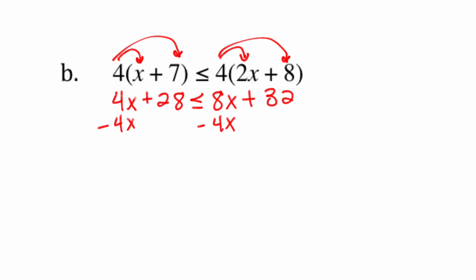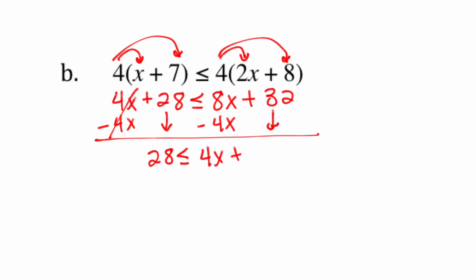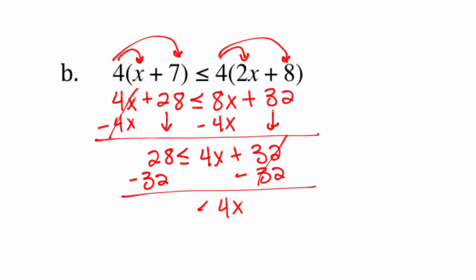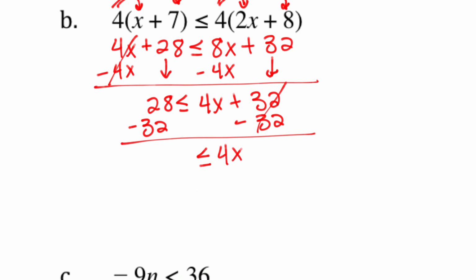Oh, that is not divided. No. Okay, drop down everything else. So 28 is less than or equal to 4x plus 32. Then subtract 32 from both sides. So 4x is less than or equal to, what is 28 minus 32? Negative 4. Divide by 4, and you get x is less than or equal to negative 1.